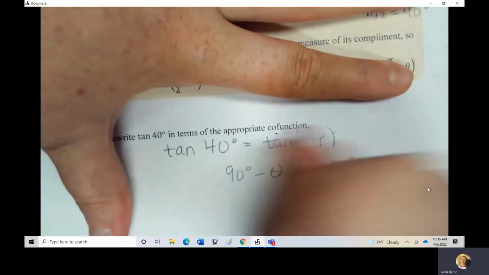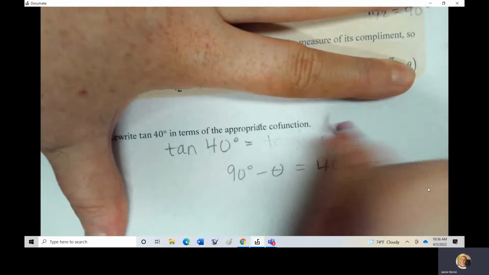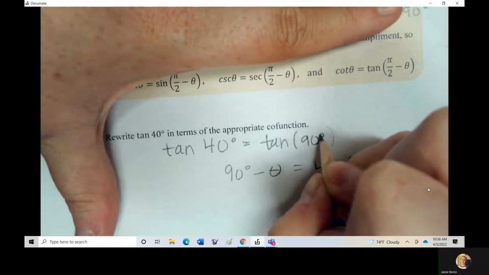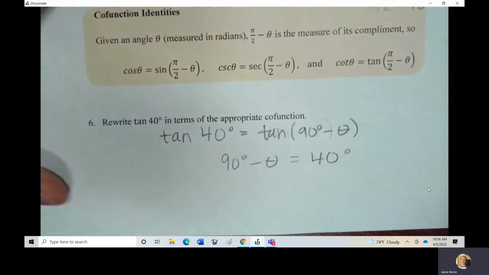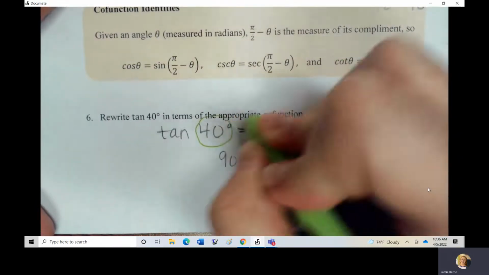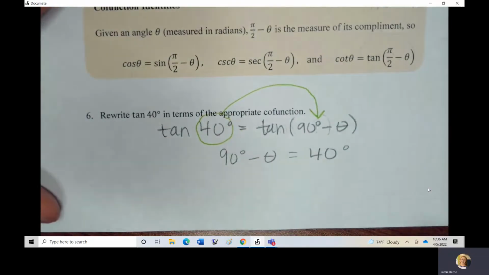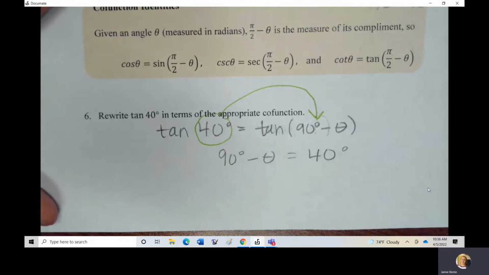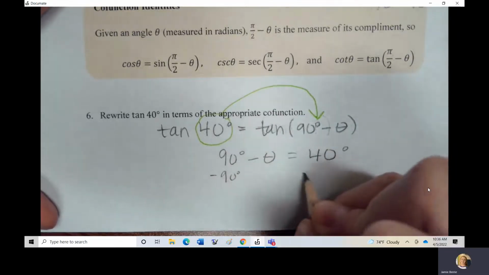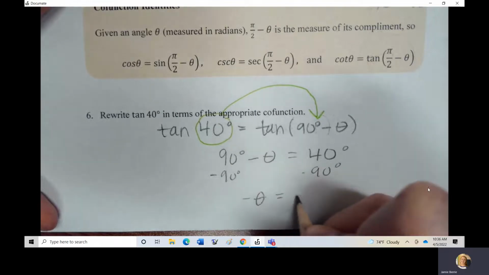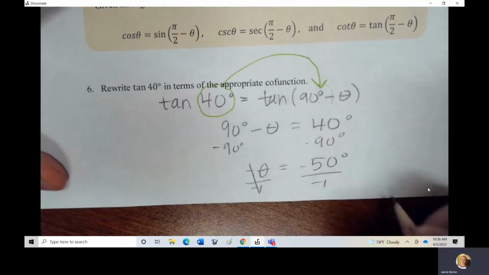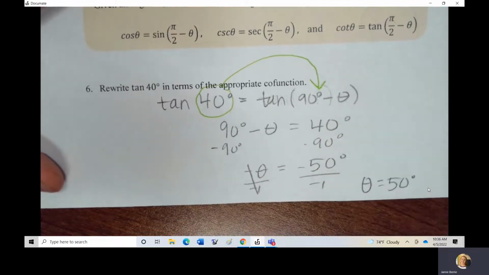I'm just going to erase this because I feel like that made it look more confusing. Okay. So again, you're saying, well, 40 degrees has to be the same thing as this. So let's figure out what theta is. If we're trying to get theta by itself, you could subtract 90. Negative theta equals -50 degrees. Divide both sides by -1. So theta is positive 50 degrees.